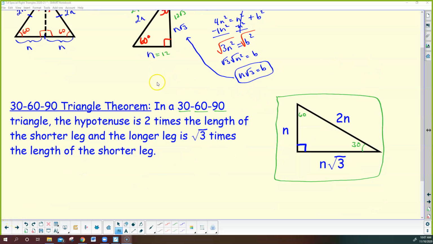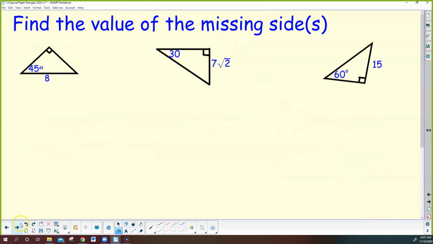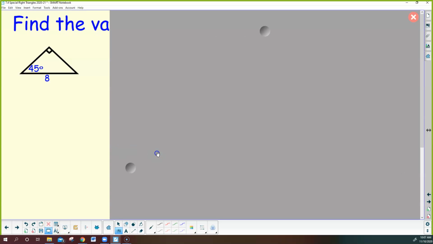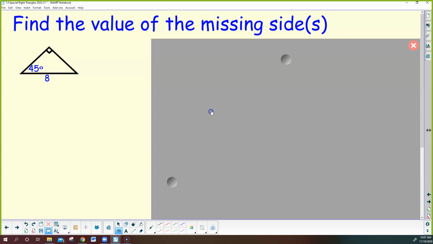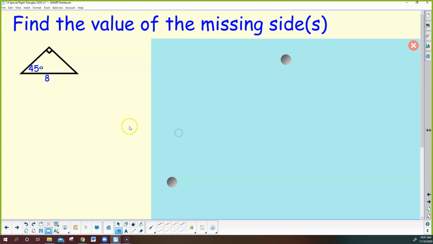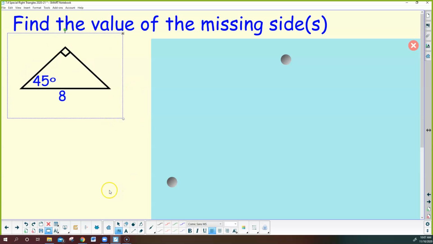Okay, so we just learned the 45, 45, 90 and the 30, 60, 90 right triangles. Let's apply them now, and we're going to do these together to start. Our goal is to find the missing sides for each triangle. And I will say that there are some problems that are easier than others, and some that require a lot more algebra work. So be careful. All right, go ahead and draw the first picture here.